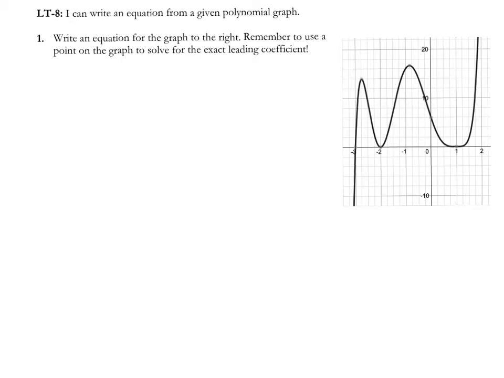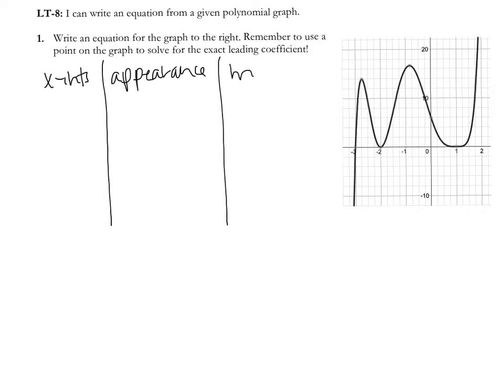The first thing that I like to do is identify where my x-intercepts are and make myself a little chart listing the x-intercepts, the appearance of the graph, and therefore what the multiplicity needs to be. Looking at my graph, I can see that I have an x-intercept at -3, -2, and 1. So I'm going to list those out: -3, -2, and 1.